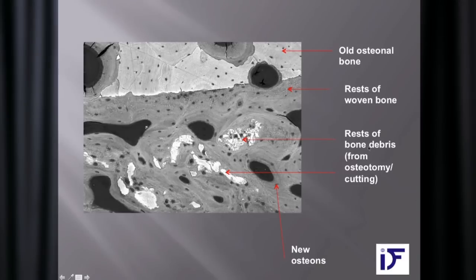So there are rests of bone debris from the osteotomy cutting, and these parts of the bone, these little augmentation parts, do not contribute to the new bone formation, and we can just be happy if they don't create infection. Because if some bacteria would adhere to this, of course the whole callus would be destroyed, and we would have to start with new callus formation, with new bleeding.